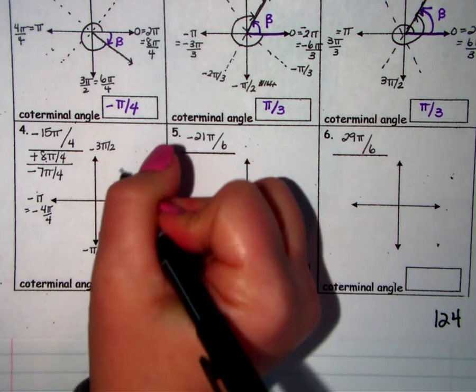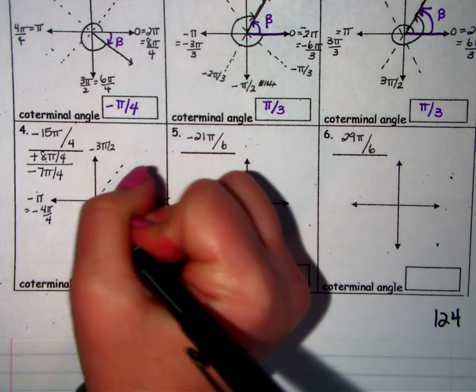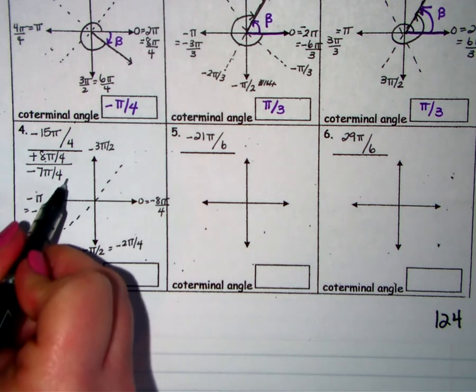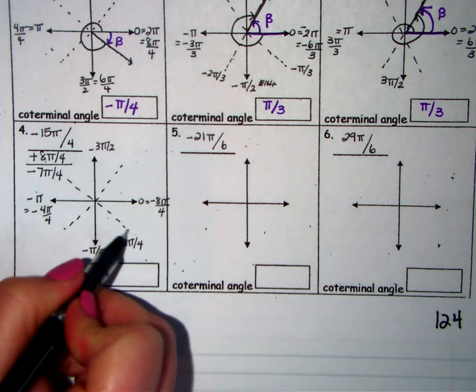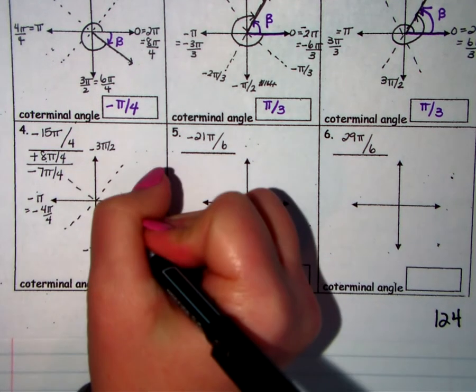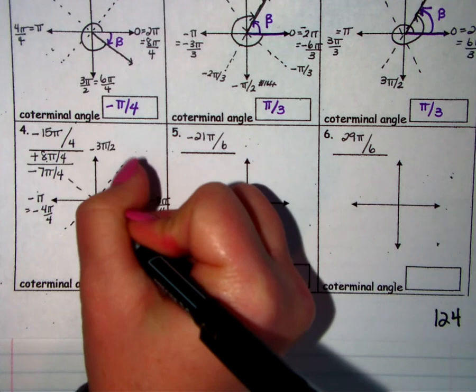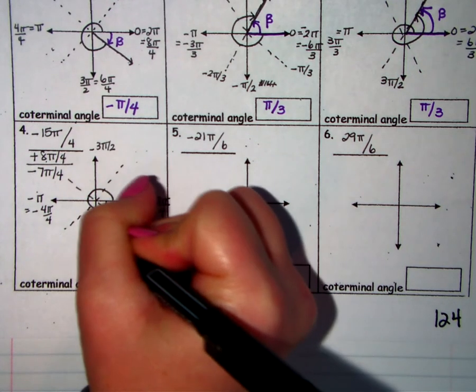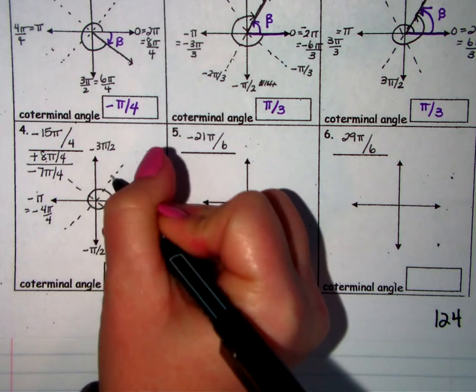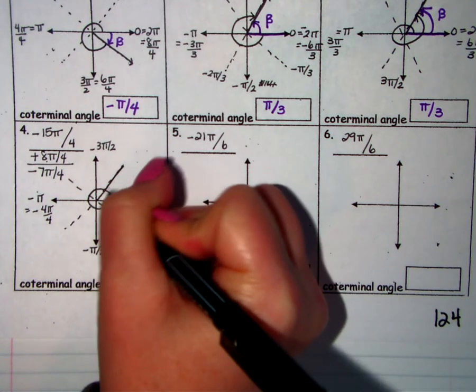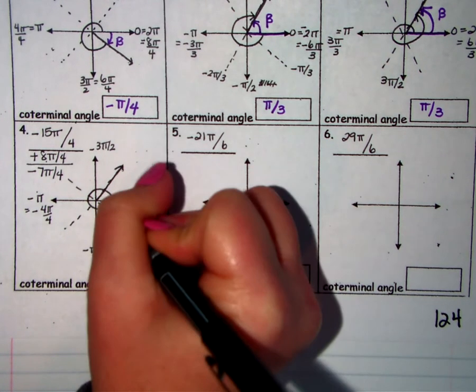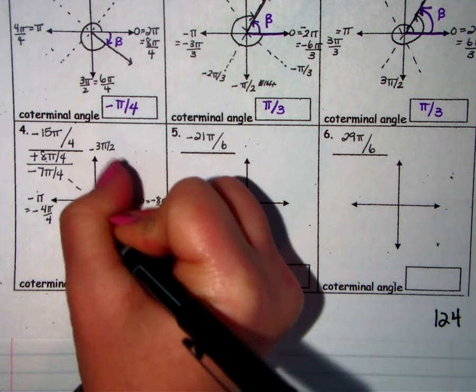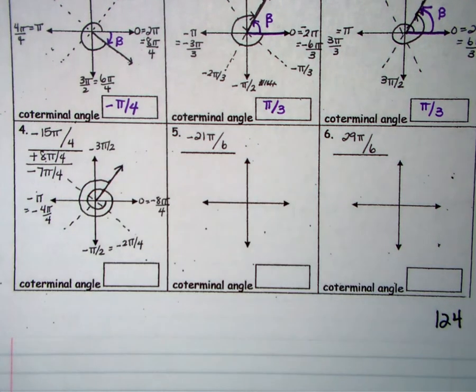So again, sometimes you like to draw in these nice increments to help us know where to terminate. And there's my pi over 4s. And so going in a negative direction 8 times gets me here. But again, that'd be 9, 10, 11, 12, 13, 14, 15 would terminate right here. So I would have to keep going all the way around to get to that spot.